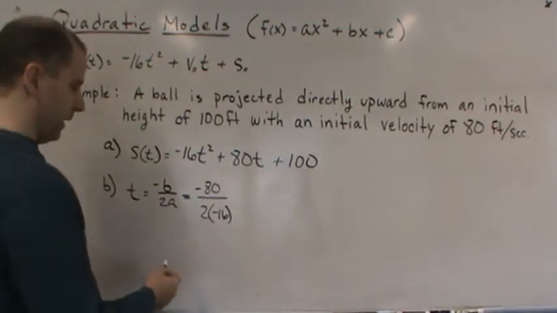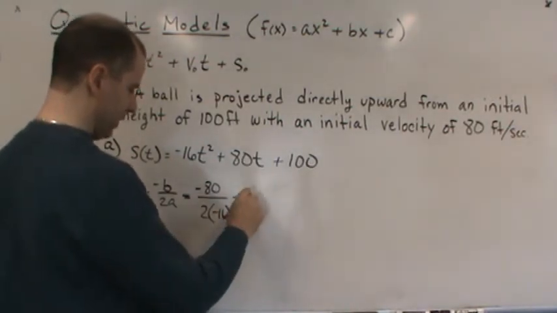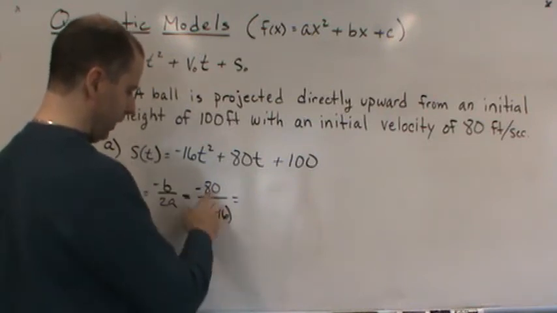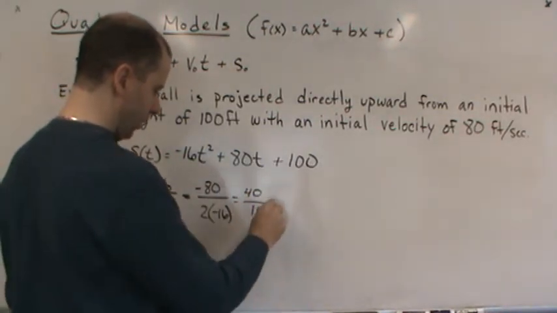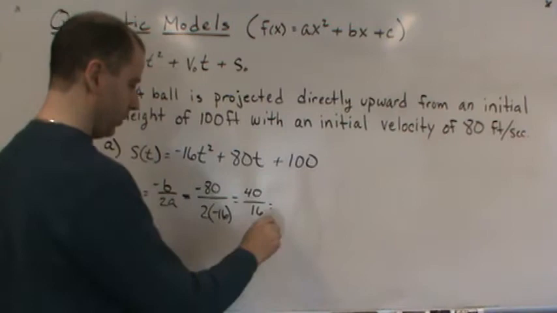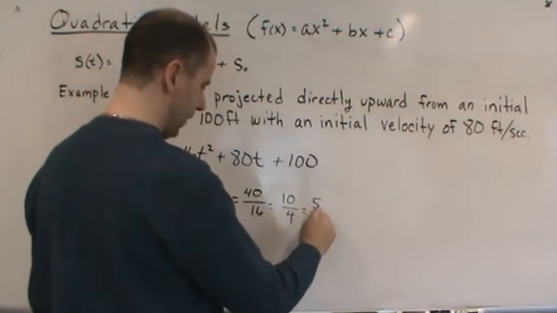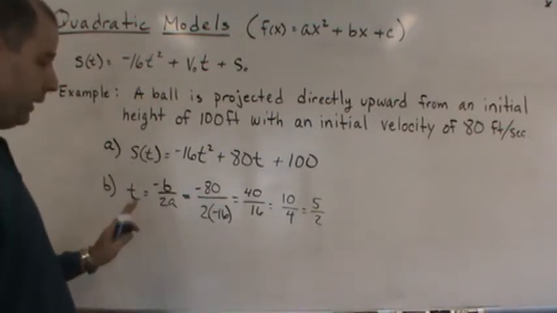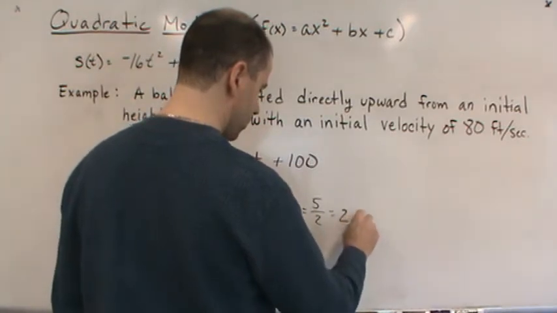And so now we're going to simplify this. So this gives us what? Well, a negative divided by a negative is positive, so those are going to cancel each other out. 80 divided by 2 is 40, so we're going to get 40 over 16, which are both divisible by 4. So we're going to get 10 over 4, which gives us 5 halves. Okay? So there's our t. So the ball reaches its maximum height after 2.5 seconds.